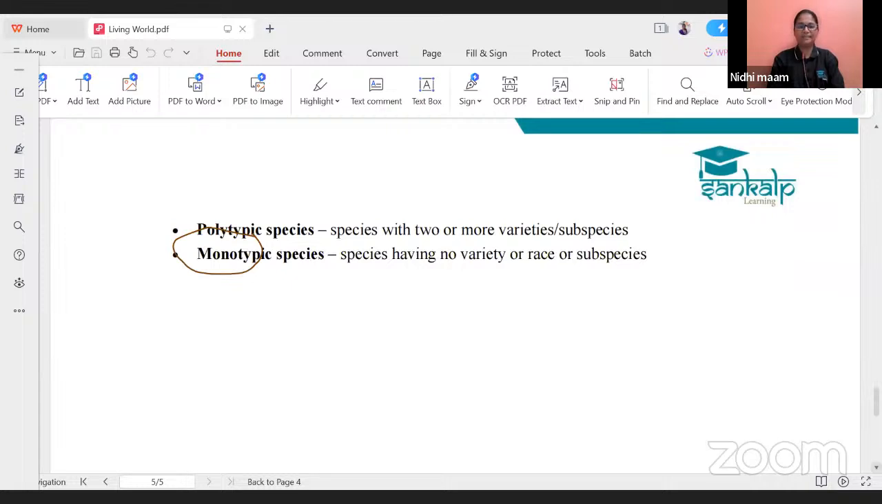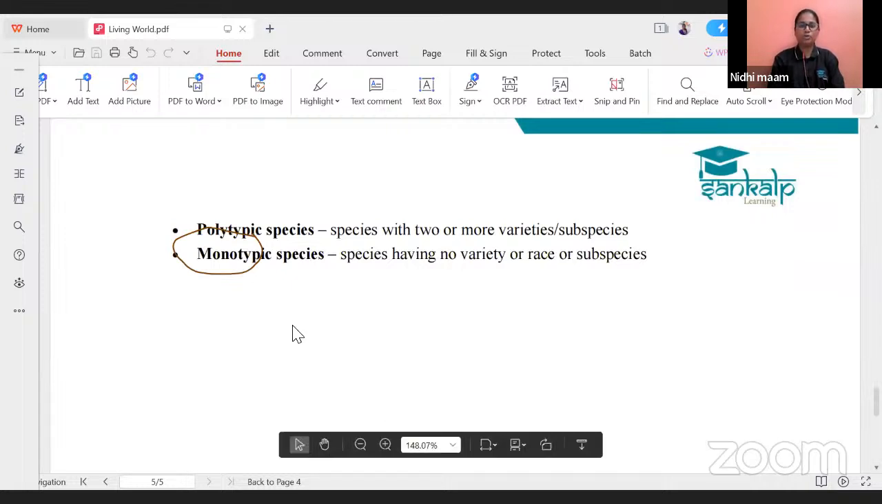Next we have polytypic species. Species with 2 or more varieties.